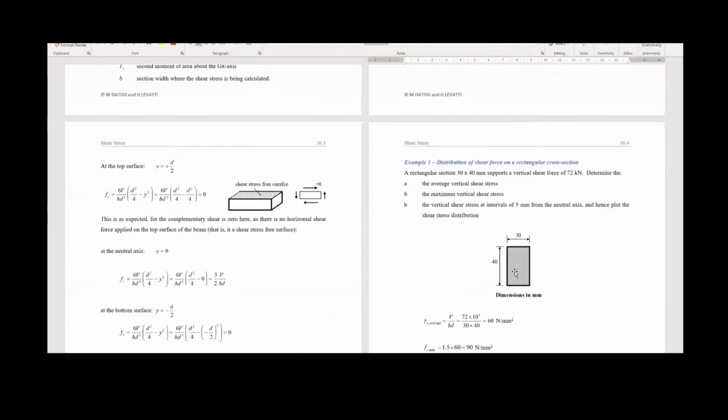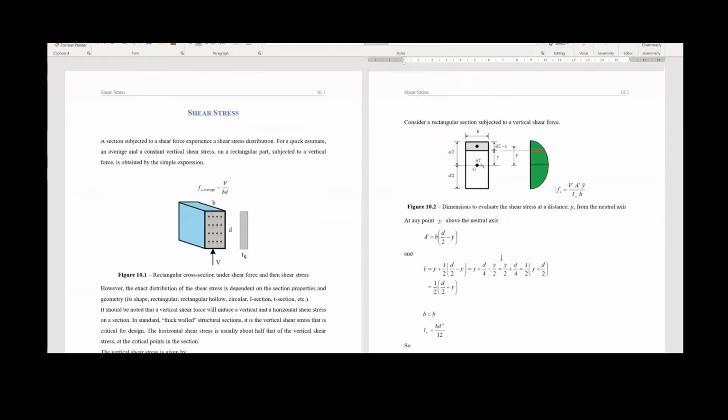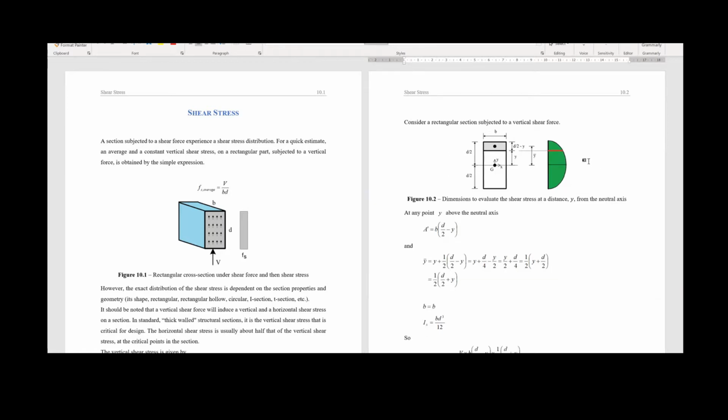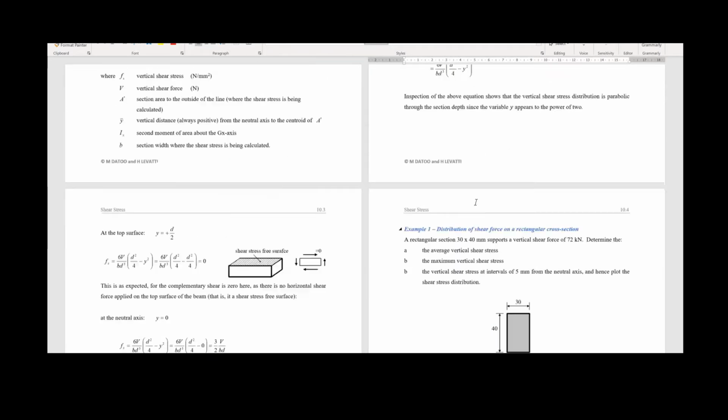So the important thing to do the calculation properly is to know that the distribution is parabolic. Once we know the distribution is parabolic and we know that the maximum is in correspondence with the neutral axis, the only thing you have to do is fit this formula in here. So it's not going to be that difficult. I will delete this one from my notes. Okay. And I will save it.